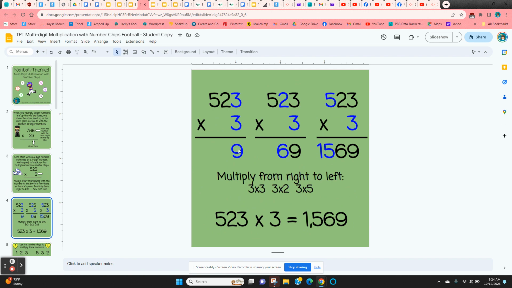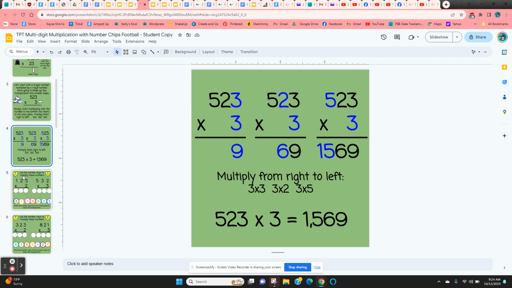So 3 times 3 would be 9. They place their 9. 3 times 2, and this is actually 3 times 20 because 2's in the tens place. So their answer would be 60, so their 6 goes in the tens place also. So you want to explain that to the students. So from right to left, 3 times 3, 3 times 2, and 3 times 5 for a solution of 1,569.